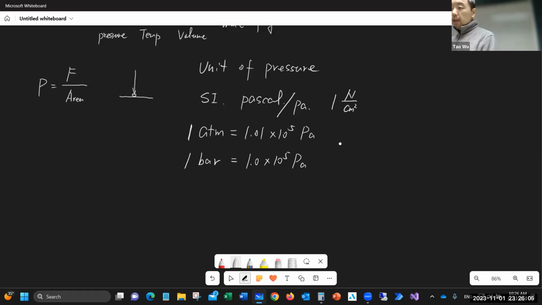And another unit is called millimeter of mercury. Anyone heard of this unit, millimeter height of mercury?